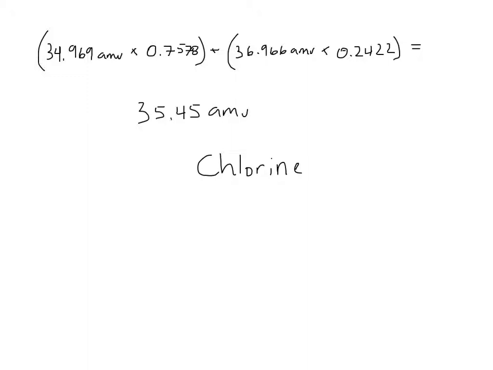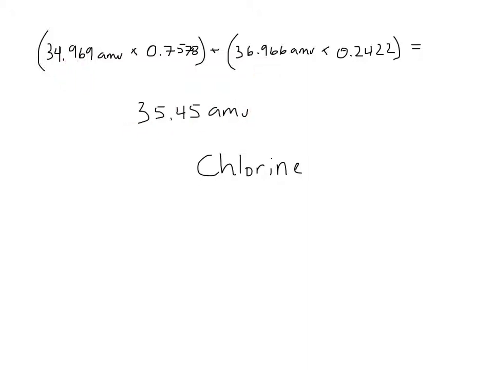They would weigh 34.969, 36.966. And if you just add those two together straight up and then divide by 2, like you would normally find a mass by doing, you would see that it doesn't equal 35.45. You have to take into account the relative abundance. So the fact that this is more likely to exist than this plays a role in what the overall mass is.